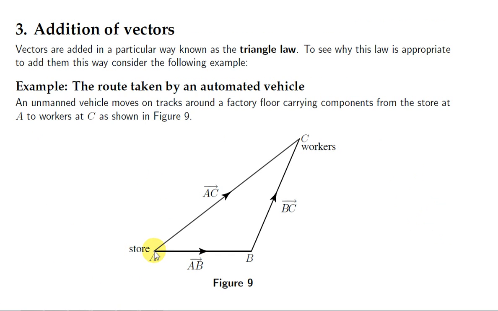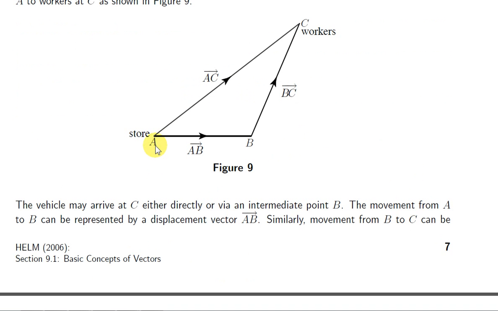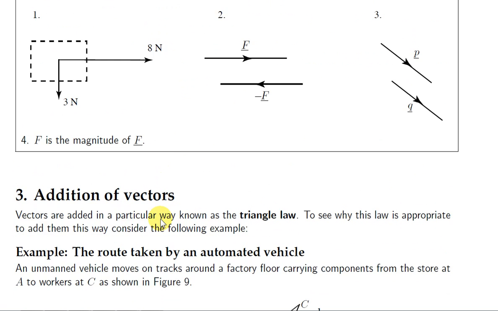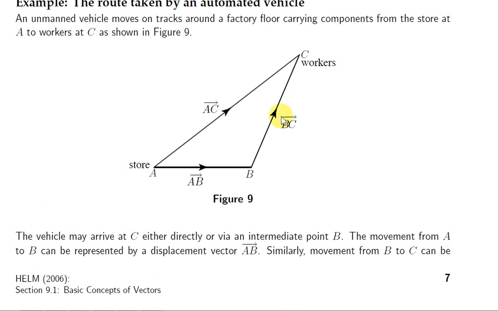In this example, an unmanned vehicle moves on tracks around a factory floor carrying components from the store at point A to workers at point C. The vehicle could go directly from point A to point C, or it could go from A to C via an intermediate point B. So the movement of the vehicle could be represented by these displacement vectors.